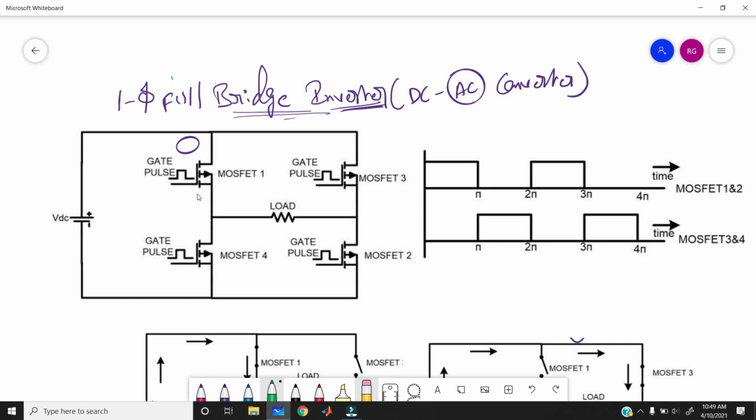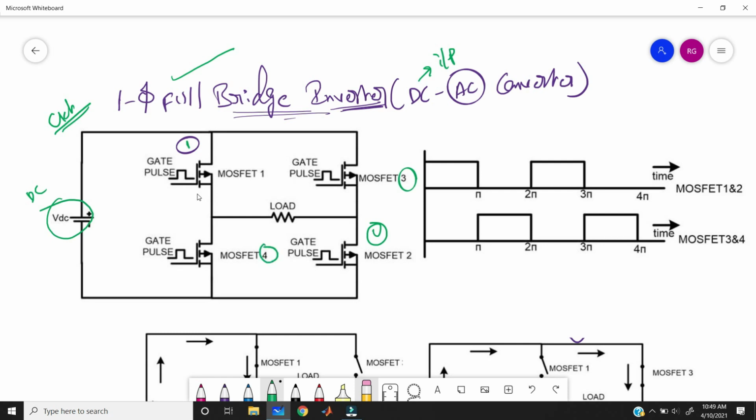This is the single phase full bridge inverter circuit diagram. Here we have the input as DC. Okay, so this is the input, right? So here I am taking the DC input, and we have the 4 switches. This is switch 1, and this is switch 2, and this is 3, this is 4.